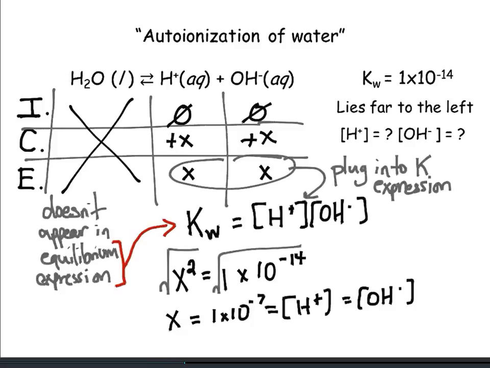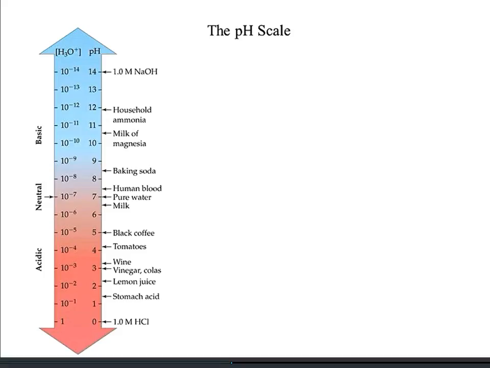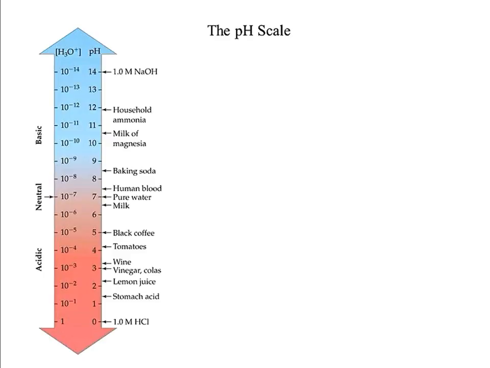And then we simply have to solve for X by taking the square root of both sides, which means that X is equal to 1 × 10⁻7, which means that in a sample of pure water at 25 degrees, the concentration of hydrogen ion will equal the concentration of hydroxide ion because they dissociate. Whenever you form 1 mole of one, you form 1 mole of the other. The stoichiometry is 1 to 1. And therefore, they are both 1 × 10⁻7 in pure water, molar, of course, and this is at 25 degrees Celsius.